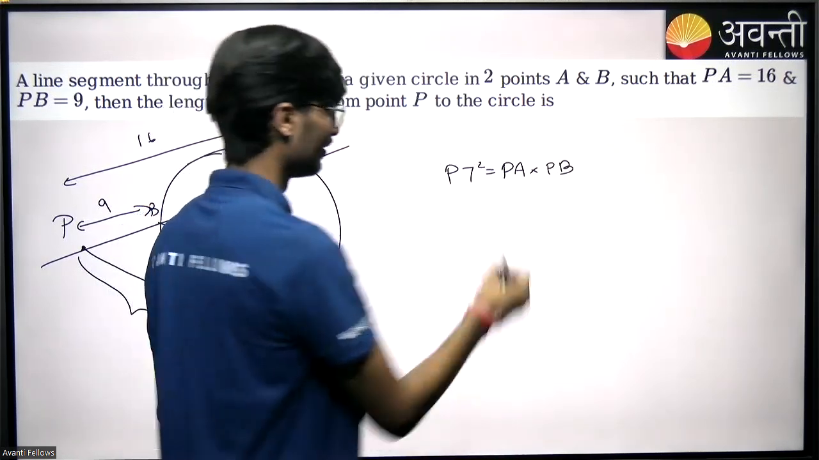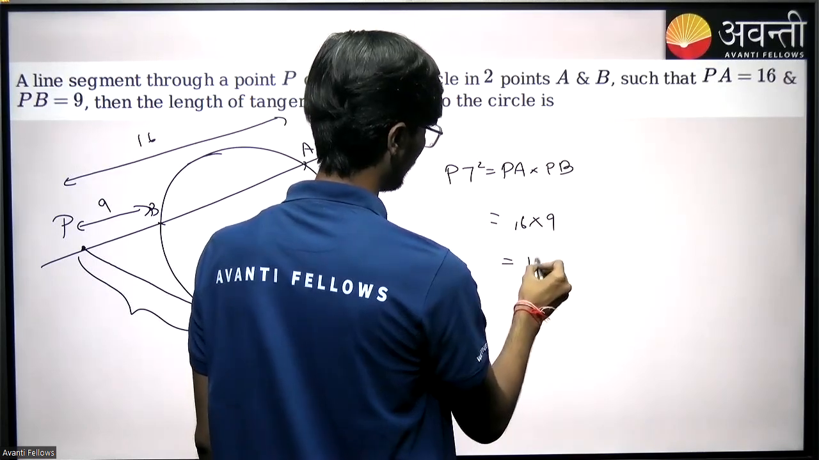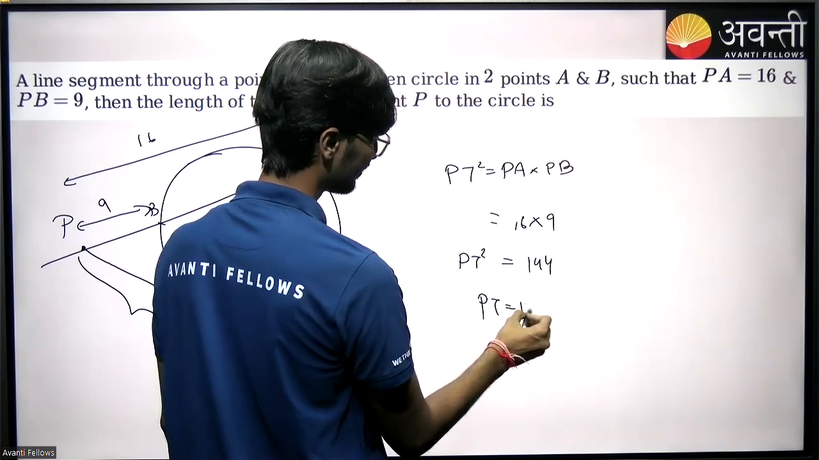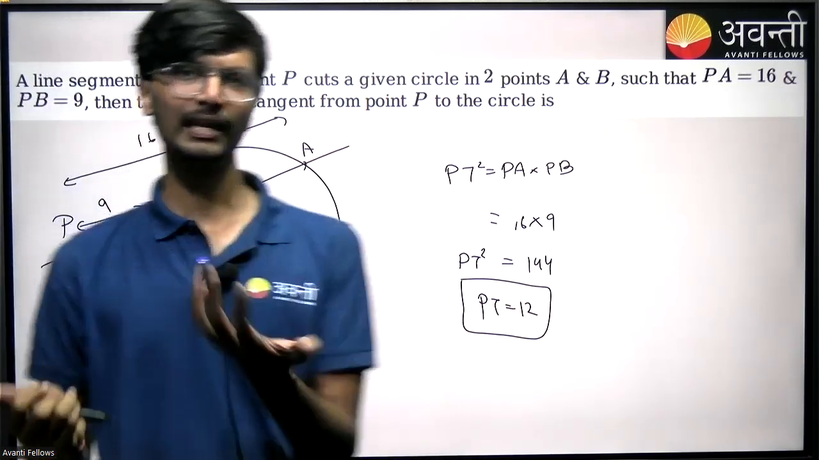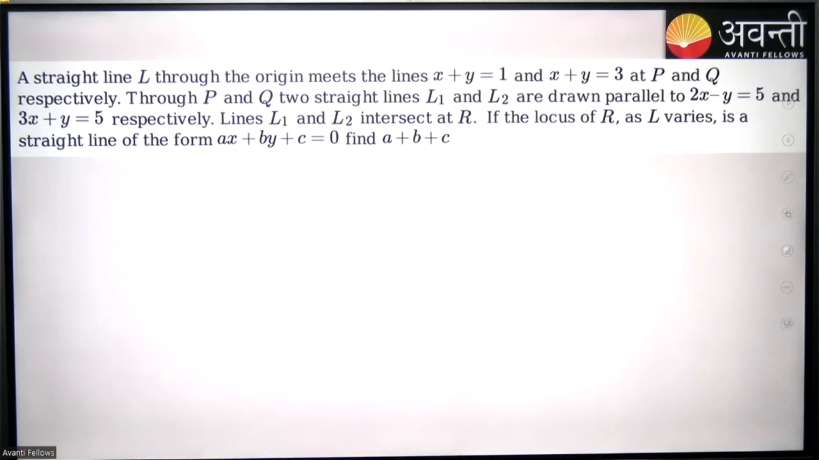Standard formula, guys. What is PA? 16 into 9, which is 144. So PT square is 144. So what is PT? It is 12. So the answer is 12. Yes, this is an integer type question, no options. So PT is 12.